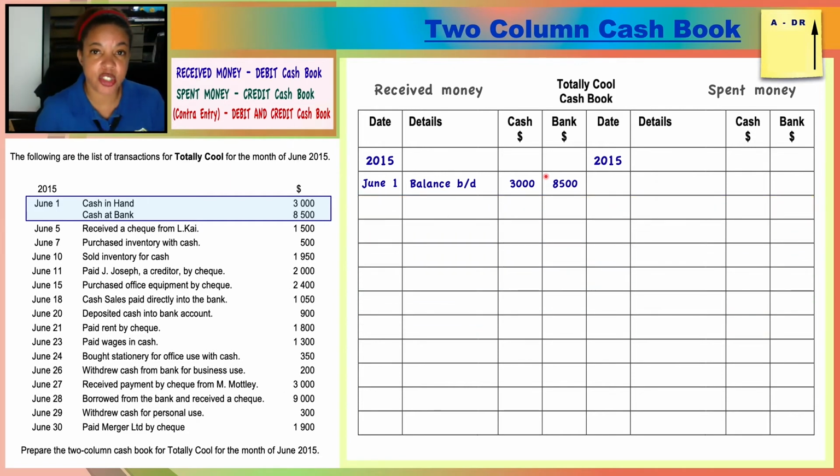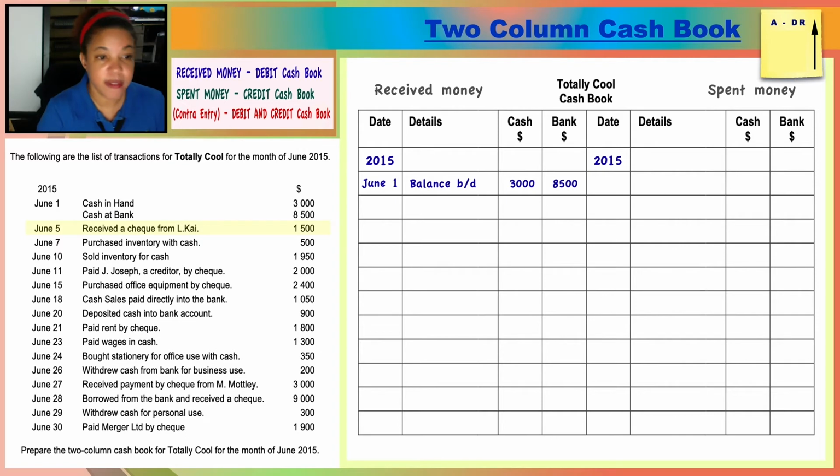Now we're going to get into your transactions. Remember, always ask, did you receive money? In which case, as you have noted up there, you put it on this side. Did you spend money? Which means that in this case, you put it on the credit side. Very good. Ready, set, go. So we go on to the next transaction, which is June the 5th. Received a check from El Kai. So if we received money, we are on the debit side.